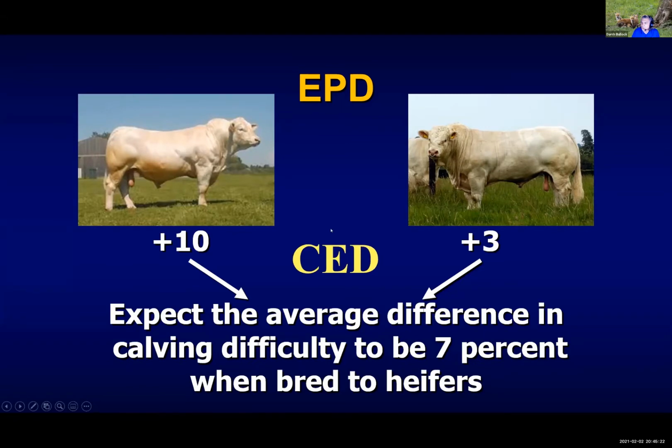So for this situation, the bull on the left, the higher value calving ease direct, means that he would be the better bull for assuring that you had calving ease when you use these bulls. Now the percentages have to do with when they're bred to heifers. I just want to point that out. However, even on mature cows, this bull would be the easier calving bull to use. The percentages might not be the same. It probably would be a lower percent on cows, but he would still be the better bull to use on cows for calving ease.